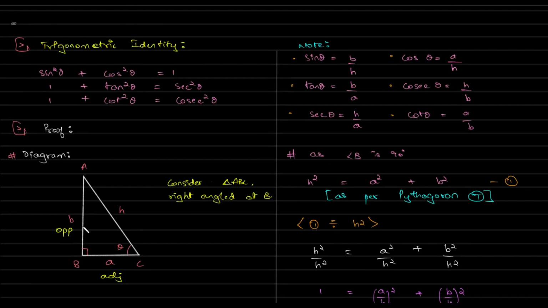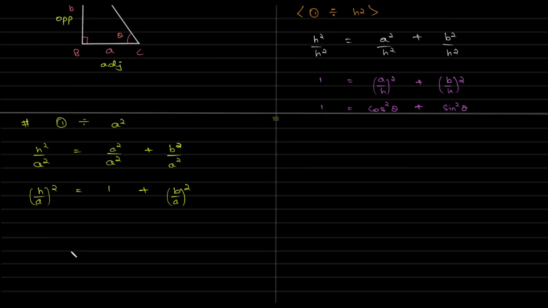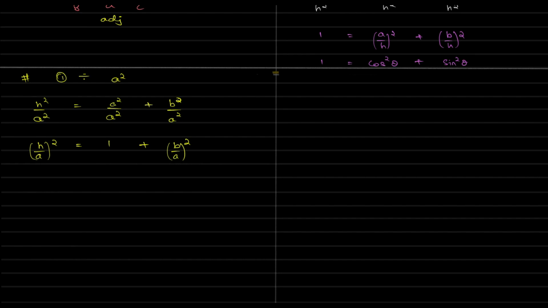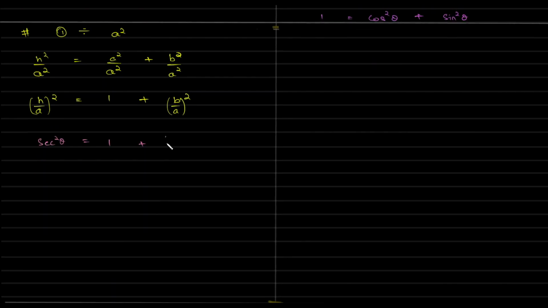Now, what is hypotenuse by adjacent? Hypotenuse by adjacent is secant theta. So this basically becomes secant square theta is equal to 1 plus b by a the whole square. What is b by a? B is opposite by adjacent, tan theta. So this is tan square theta. And you have your second derivation done.